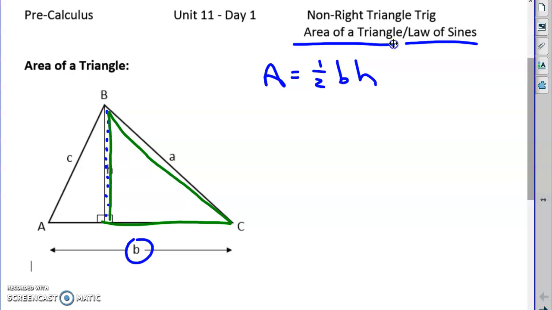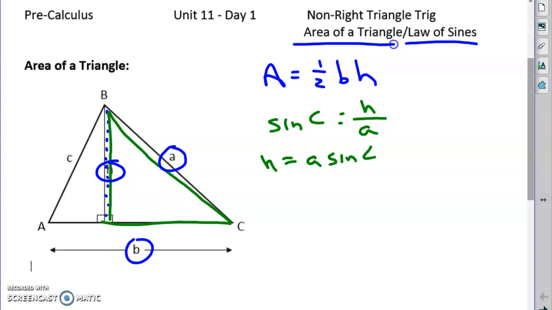Can we create a formula using angle C, side H, and side A? The answer is we can. Sine of C equals opposite H over hypotenuse A. Solving for H gives us A sine of C.